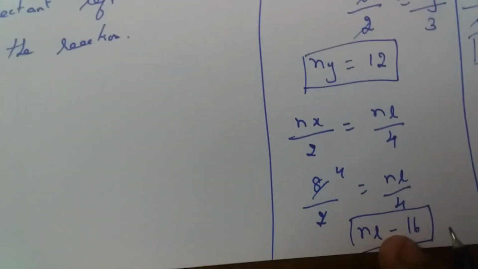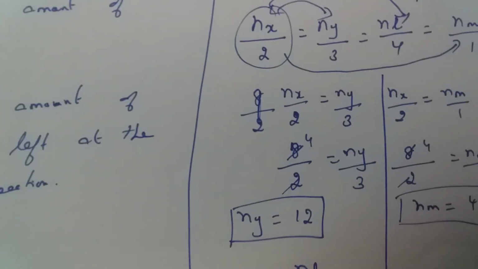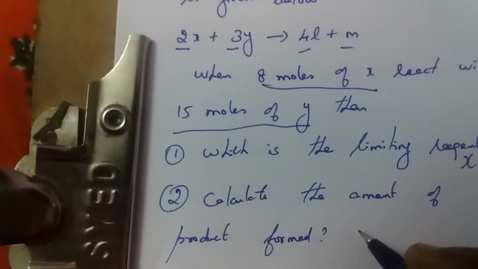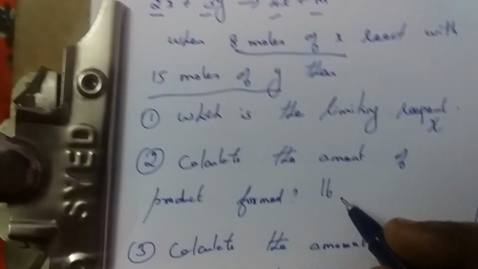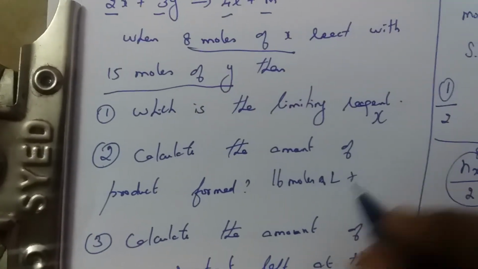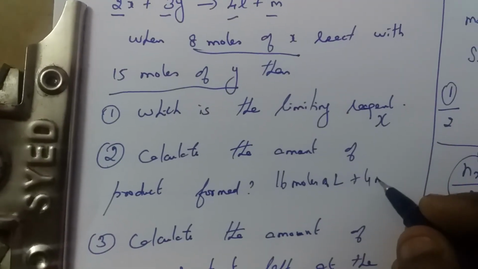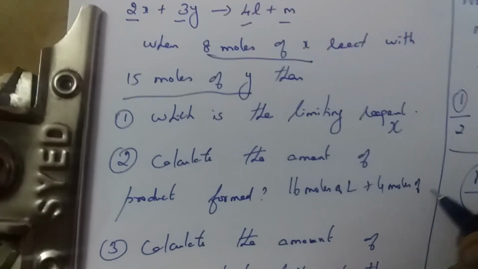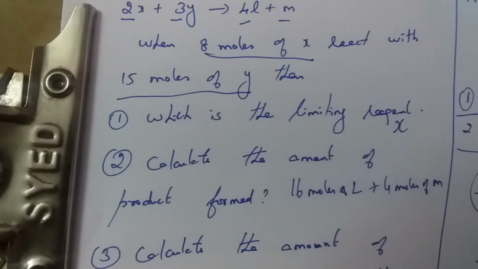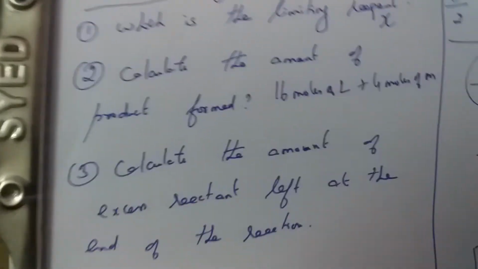Number of moles of product formed. Here the products are L and M. L value is 16 and M value is 4. Therefore, the answer is 16 moles of L plus 4 moles of M. That is the answer.